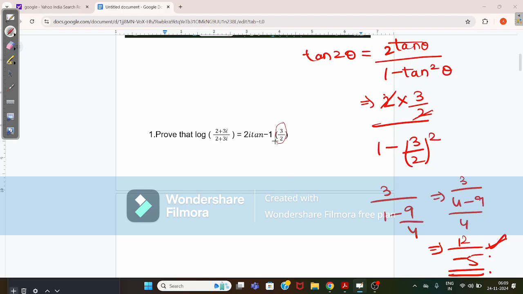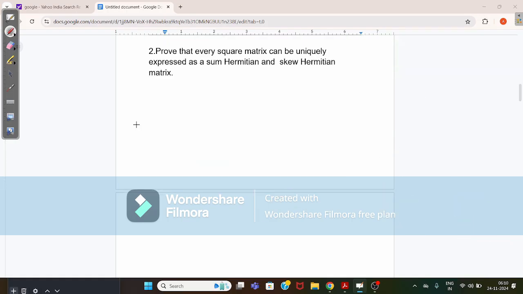As you get the same value, we can write it as log of (2 plus 3i) by (2 minus 3i) is equal to 2i tan inverse 3 by 2. Hence proved. Next: prove that every square matrix can be uniquely expressed as a sum of a Hermitian and a skew Hermitian matrix.